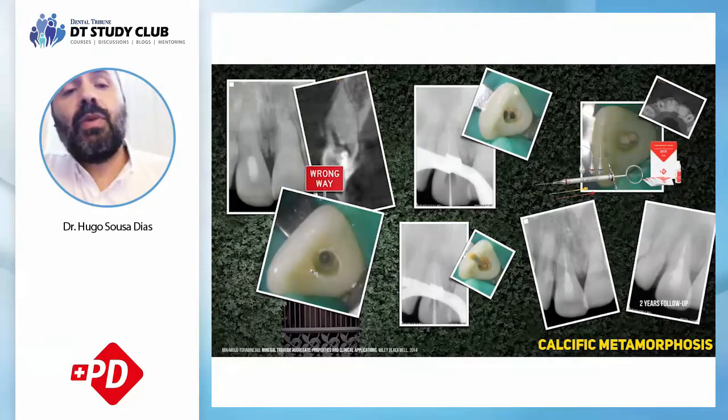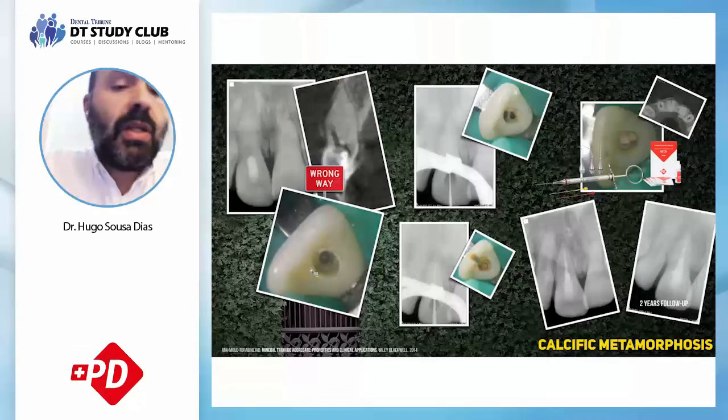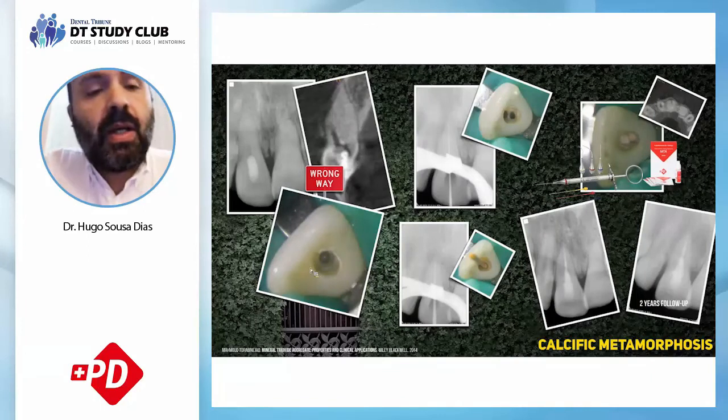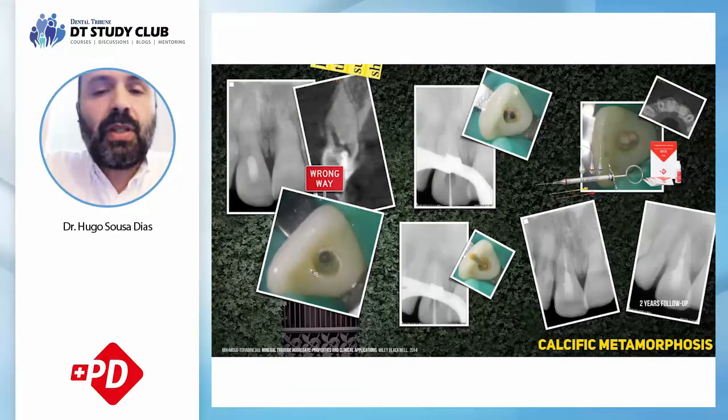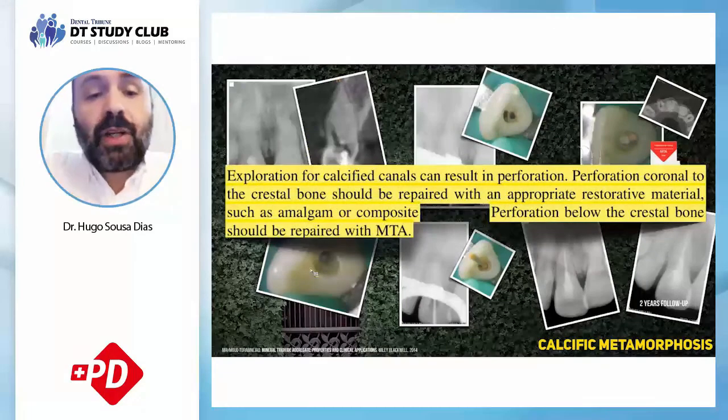And the treatment produces an iatrogenic event, like a perforation like this one, and this is going to decrease the outcome rate in these situations. The exploration for calcific canals can result in perforation. Perforation coronal, and the choice of material I'm going to use depends on the area of my perforation. If the perforation is coronal to the crestal bone, I need to repair with restorative materials, such as amalgam, composite, glass ionomer cement.